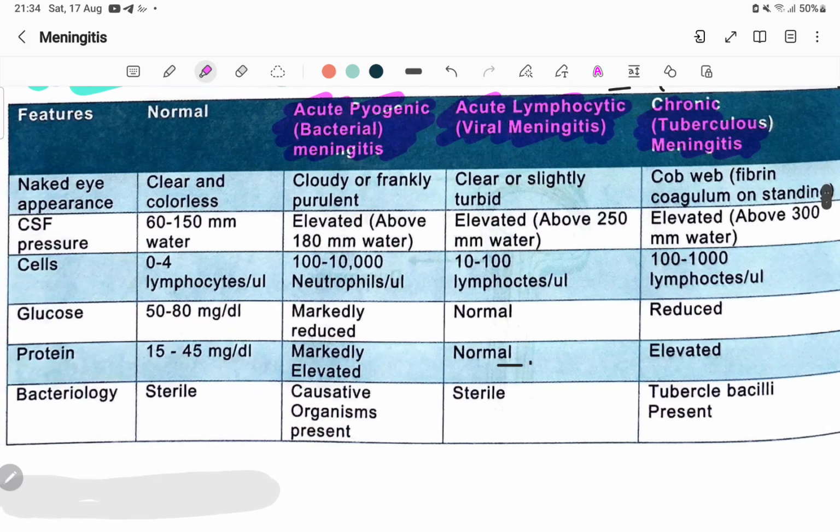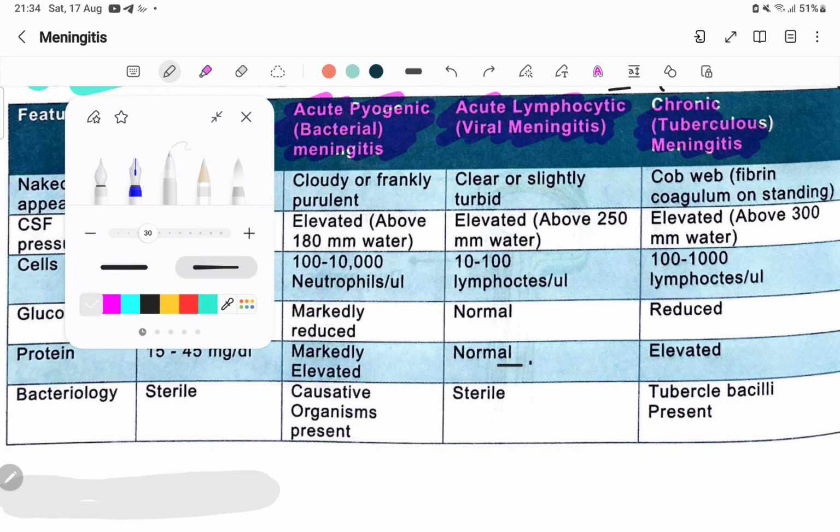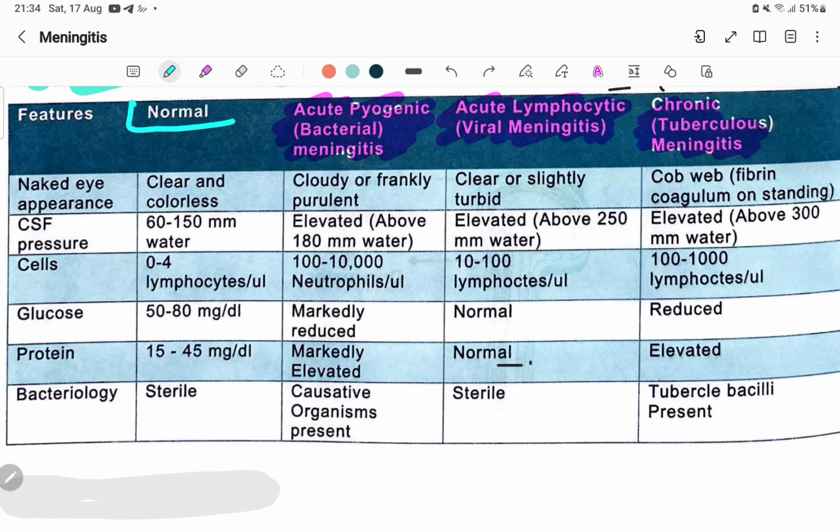And what are the naked eye appearances in all of these? Look at this. What is the normal appearance of CSF? Normal CSF is clear and colorless. But in acute pyogenic meningitis, due to the presence of bacteria, it is cloudy or frankly purulent, that is, pus containing. So that is the naked eye appearance of the CSF.